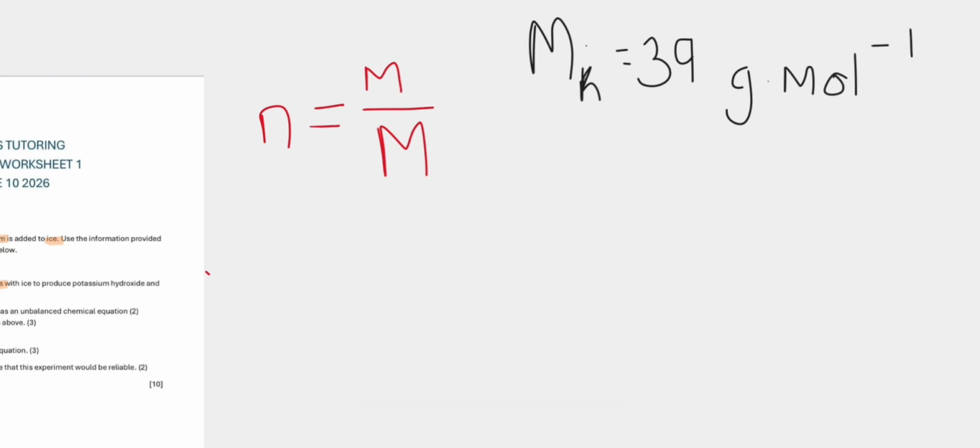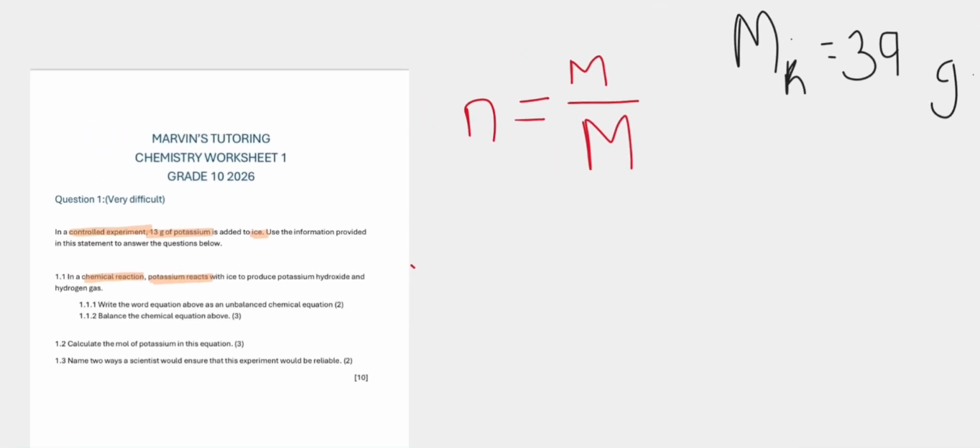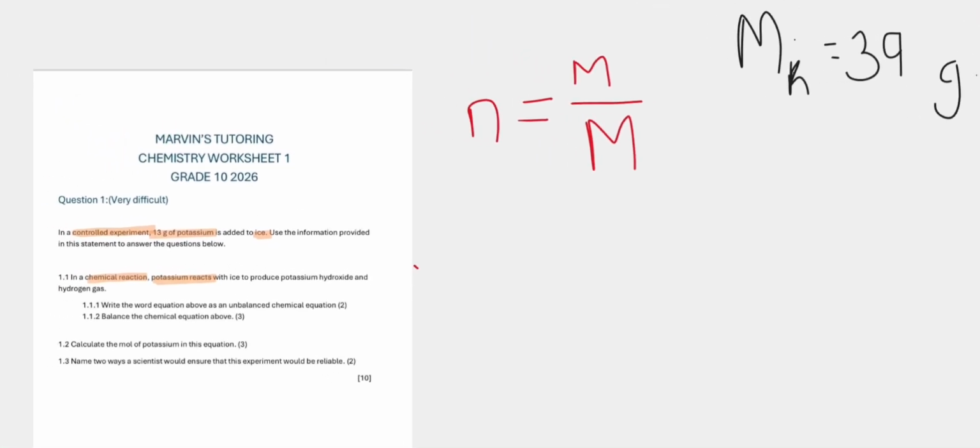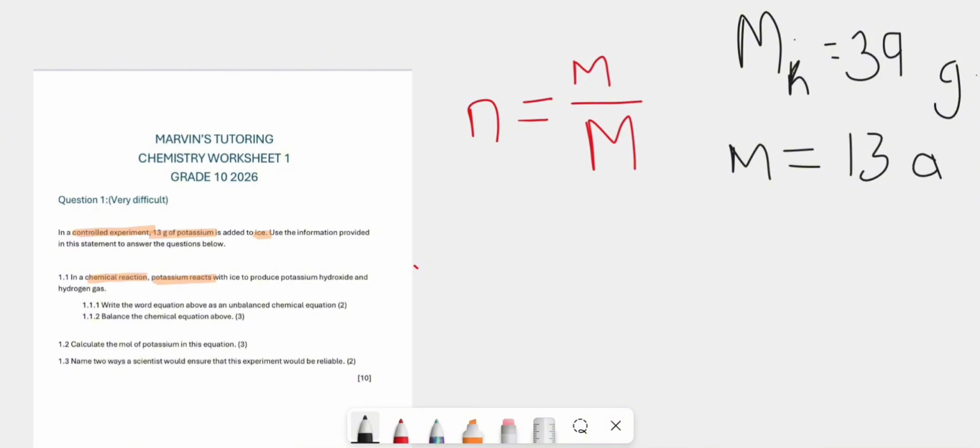Okay. Then they also gave us the mass. That's why I told you need to read your statement, because if you didn't read your statement, you wouldn't have seen this. It says in a controlled experiment, 13 grams of potassium is added to ice. Therefore, they gave you the mass, and your mass was 13 grams. Because it's already in grams, we don't need to convert anything, and we're looking for n.